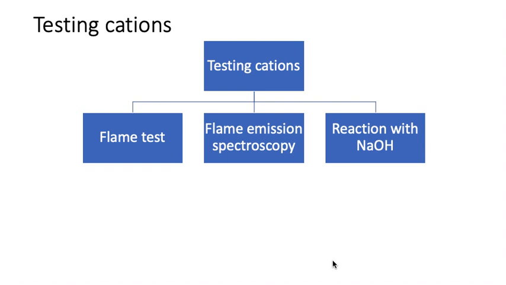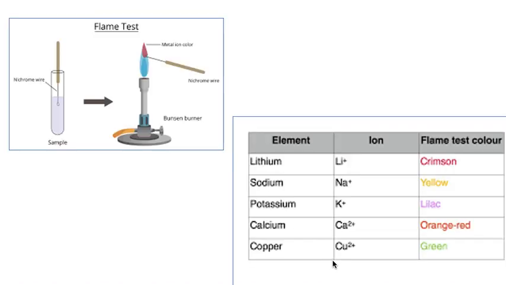Testing cations can be done by three different methods: flame test, flame emission spectroscopy, or a simple reaction with sodium hydroxide. Flame test is a simple method for testing cations. All you need is a nichrome wire. You clean it in an acid solution, dry it, dip it in your sample solution, and then expose it to a blue flame of a Bunsen burner. The blue flame of the Bunsen burner will change.